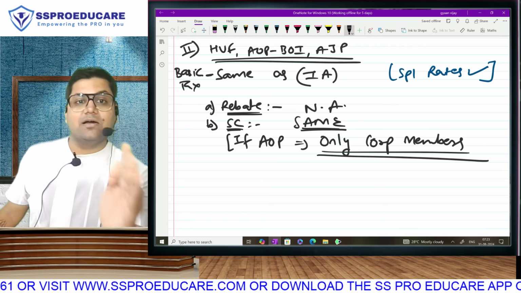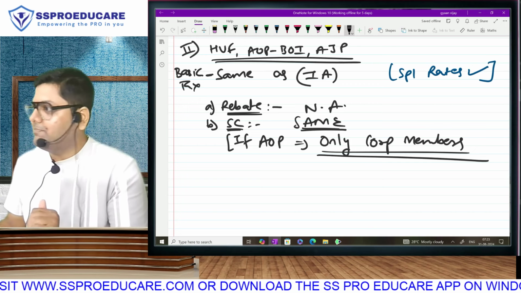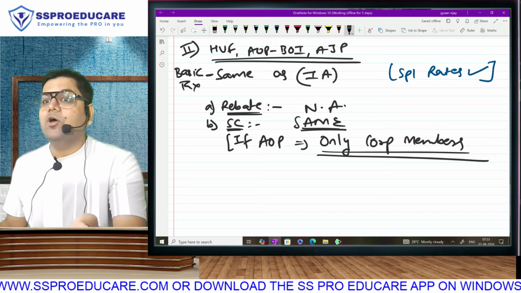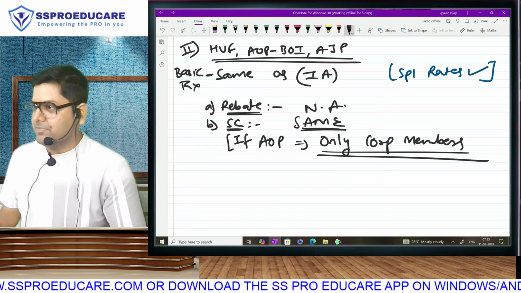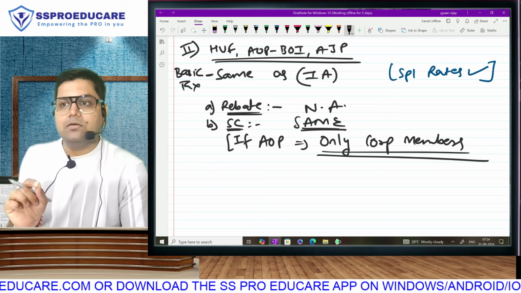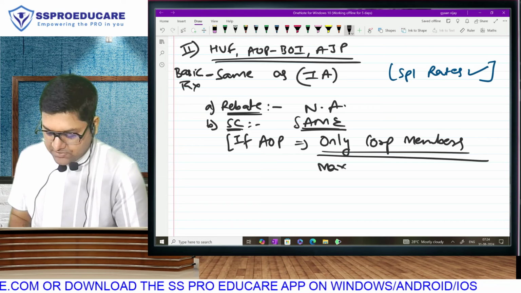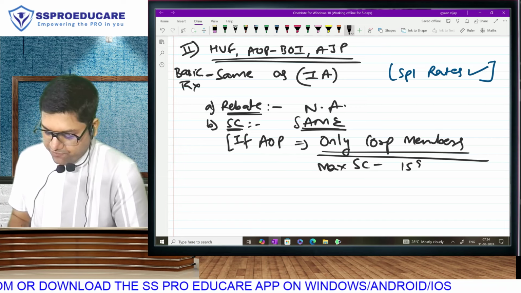A club like the Cricket Club of India or Mumbai Cricket Association, individuals can go and become members over there. But there are some organizations where only a company can become a member. So what is this AOP? Where all the members are corporate. Then the maximum surcharge will be 15%.